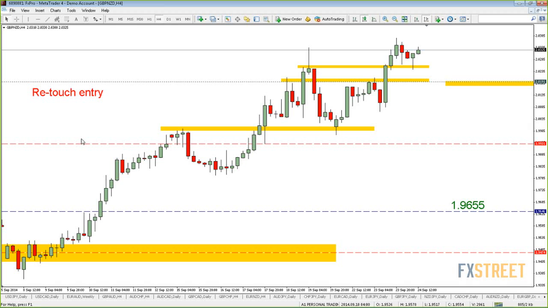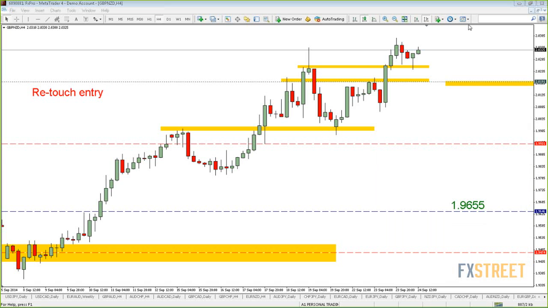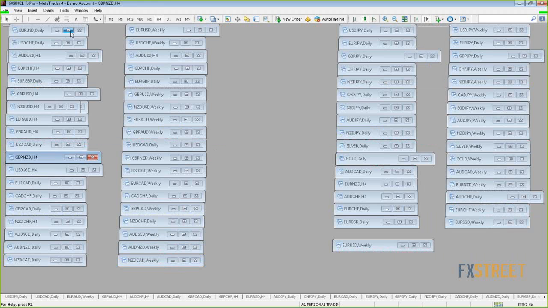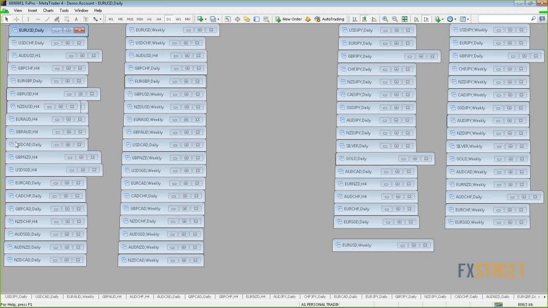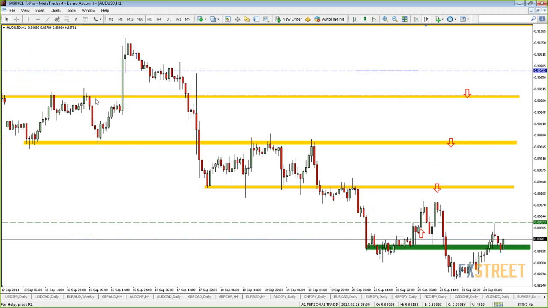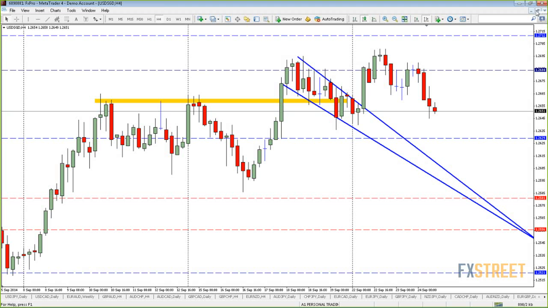Is there an optimal type of market to learn from? Great question, Jason. I would say stay away from this. I would say go to the euro, that we saw on the daily. These are the types of trends you want. They're so much easier to trade. You don't really want to trade these when they're volatile. So let me see if I can find you a good one.